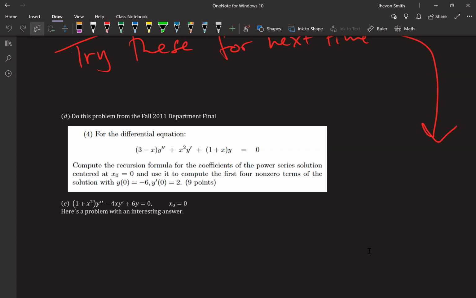But if not, I would move on to continue to show how, using what we know about Euler equations, we can find power series solutions at singular points, specifically regular singular points. So I'll remind you guys of what that is when we get there. But for now, let's actually just get through these examples. So that's the plan for today.